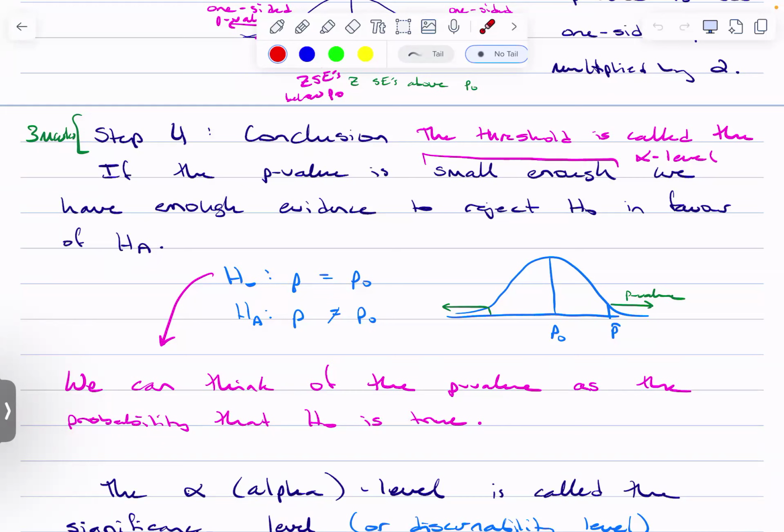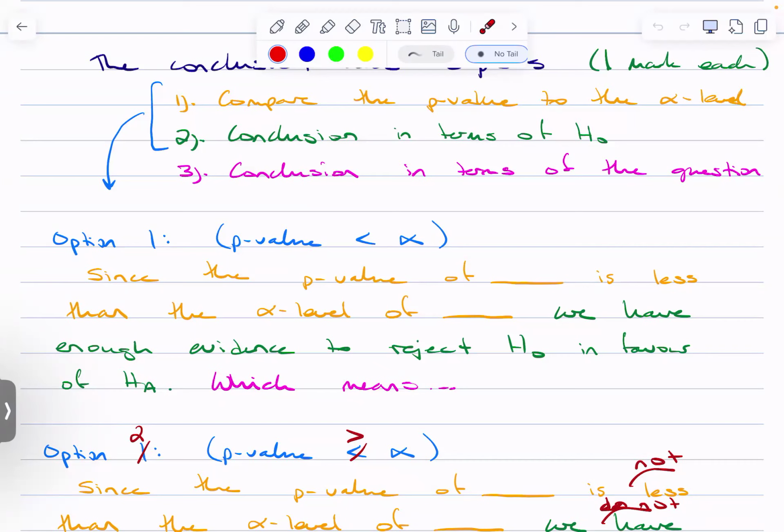Since the p-value of this, right, you always want to show off all the things that you know from all your work earlier. And so since the p-value of, let's say, 0.012, is less than the alpha level of 0.05, then we can move on to our conclusion in terms of H naught. Remember, we did all our testing assuming the null hypothesis was true. And so our conclusion is only in terms of the null hypothesis, right? We have enough evidence to reject H naught in favor of HA.